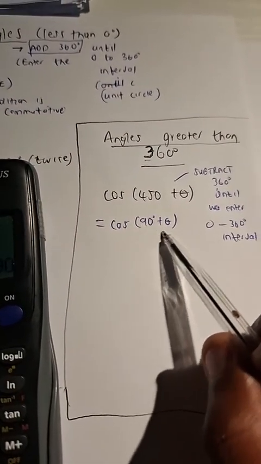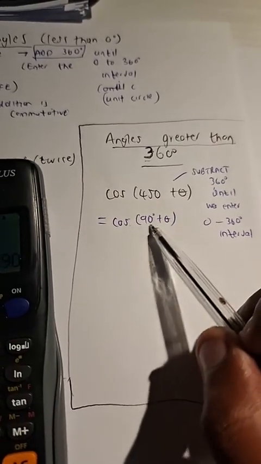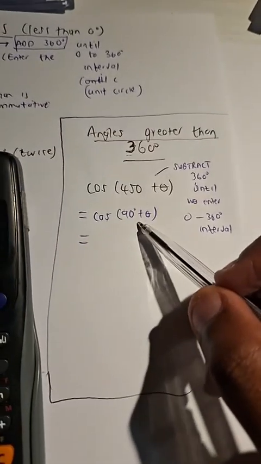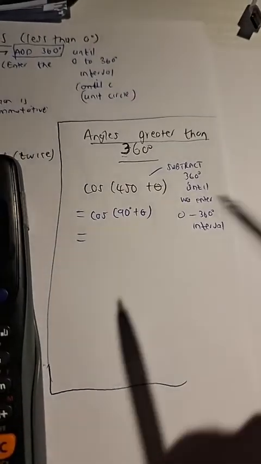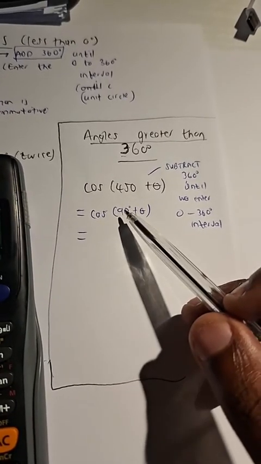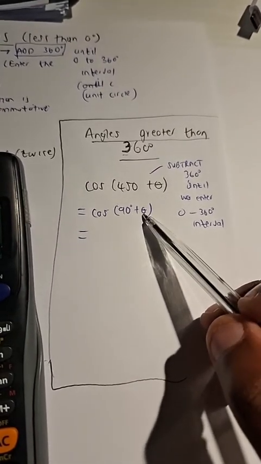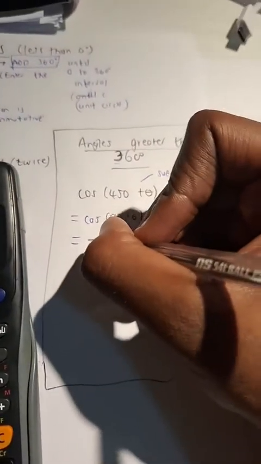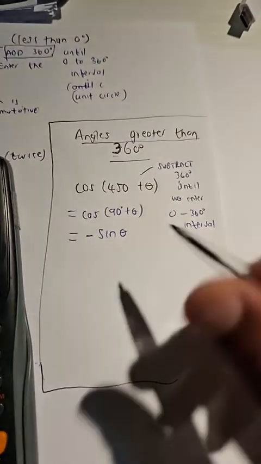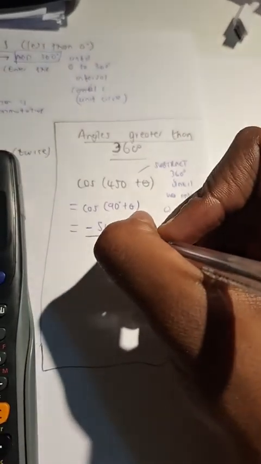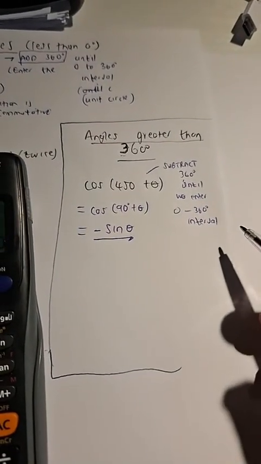This is a co-function value, so that's very important. Remember the rule for co-function values: it means cos will change to sine eventually. But first, let's evaluate. 90 plus theta is in which quadrant? It is in the second quadrant. How is cos there? Cos is negative. But then we write the co-ratio and we write down the acute angle. So the answer is negative sine of theta.